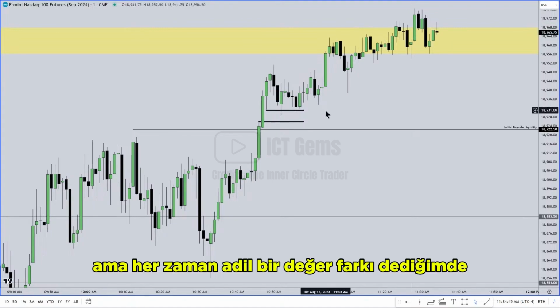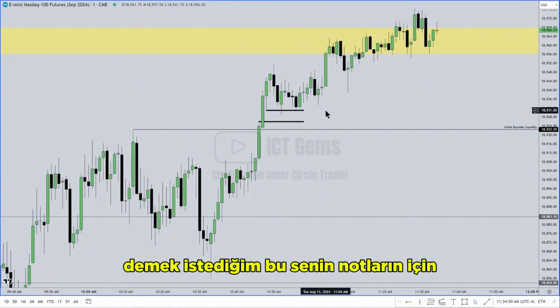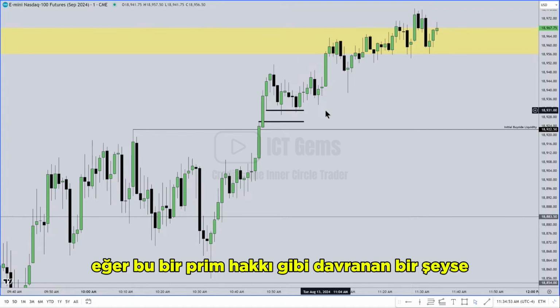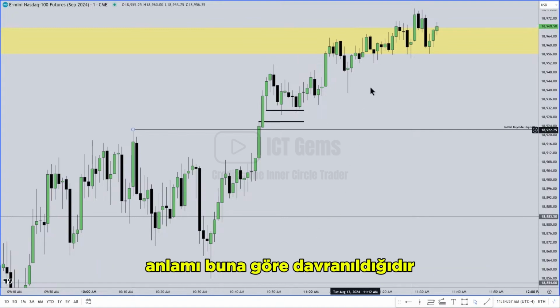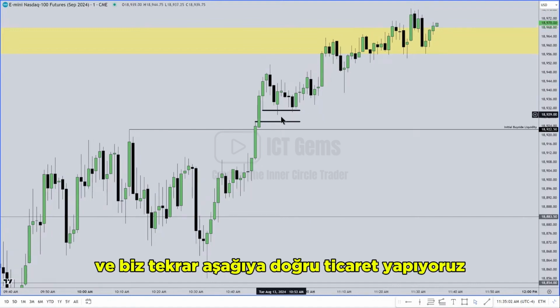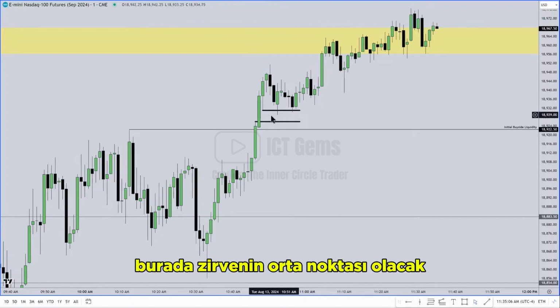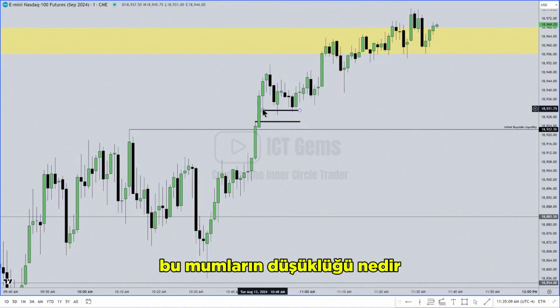But anytime I say a fair value gap or an imbalance should stay open, what I'm saying is this, for your notes: if it's something that's acting as a premium array, meaning that it's trading up to it, which is the opposite of this, because we traded up and we're trading back down into it, the most sensitive area in that fair value gap is going to be the midpoint to the high of it here, which is this candle's low.